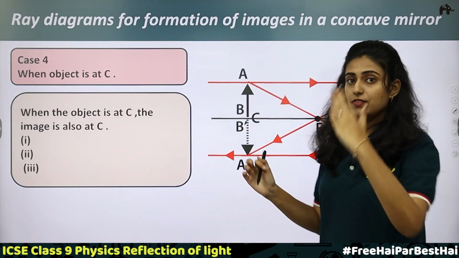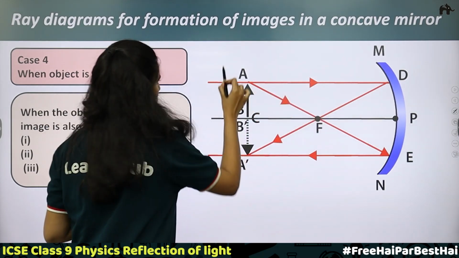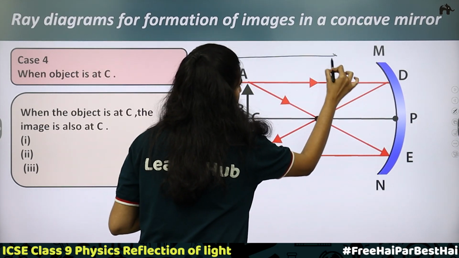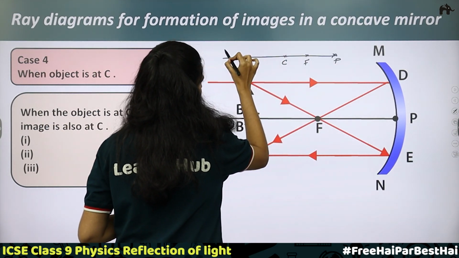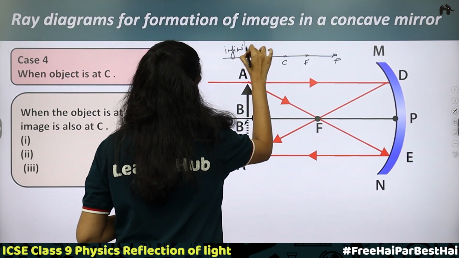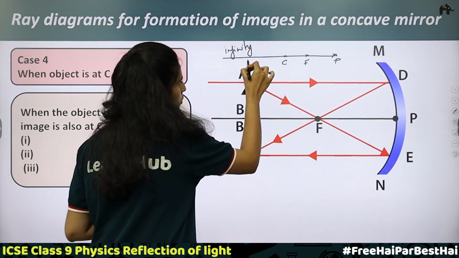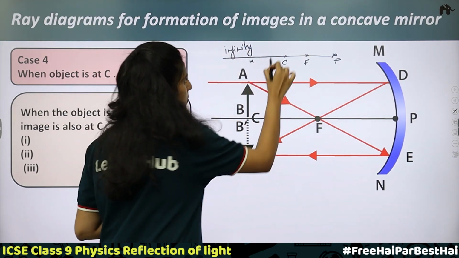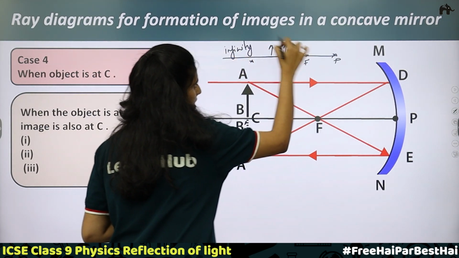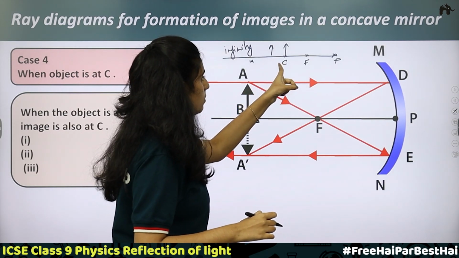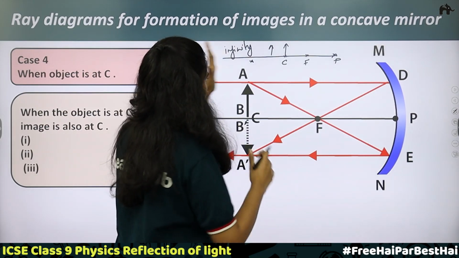Now the fourth case, that is, we are moving from infinity to pole. When you have a line, this is pole, here we have focus, here we have center of curvature, then here it is infinity. So our first case was at infinity. From infinity, the next case we took a far away distance. After that, the object was beyond C. Next case is object at C. After C, the object will be between C and F, then at F, then between F and P. So we are moving forward.